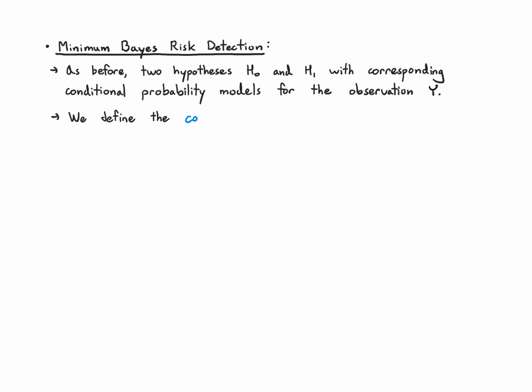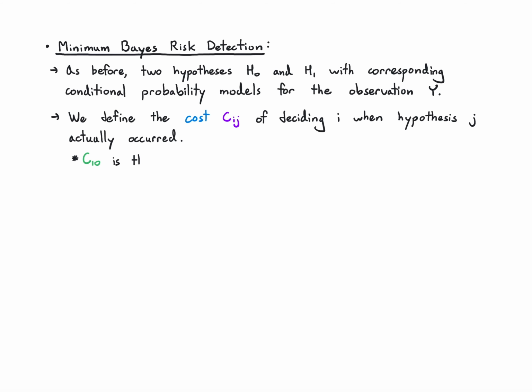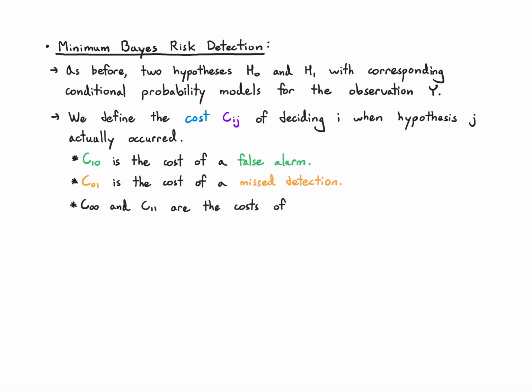So the cost, C_ij, of deciding i when actually j is true is the thing that we need. In this case, C10 is the cost of false alarm, because I decide 1 when 0 occurred. C01 is the cost of misdetection. Now, I also have costs C00 and C11. Those are the costs of correct decision, and we could set those to some values.